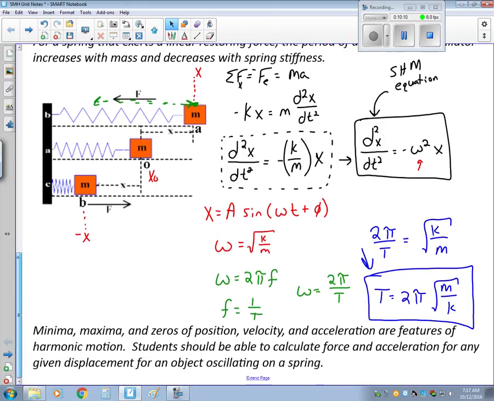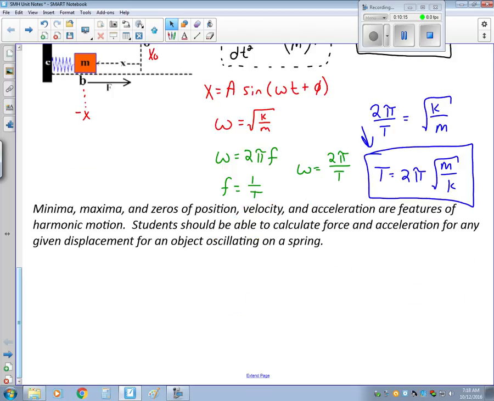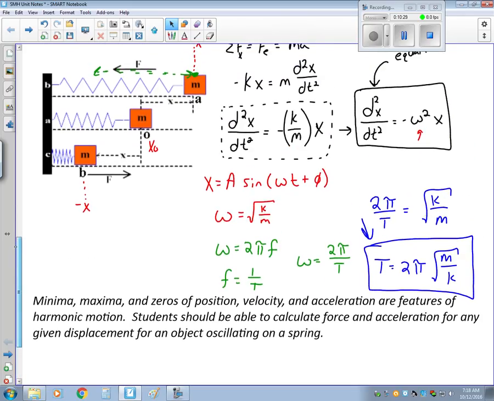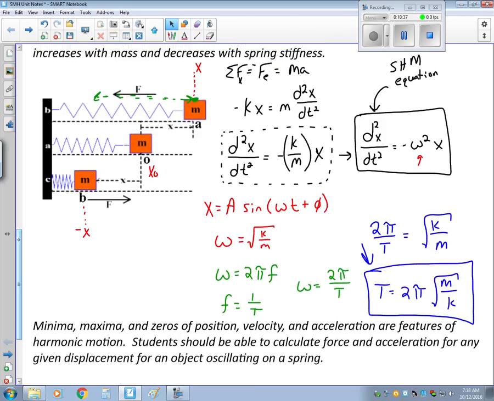But that is the mass spring oscillator. Now as this thing is oscillating back and forth, notice that the minima and maxima and zeros of position, velocity, acceleration, we can find all these. So at the very ends is where this object comes to rest. So that positive x and that negative x, that's where this thing comes to rest. However, that's where it has the greatest acceleration, because that's where the greatest net force is. At x naught, near the middle point, that's where the acceleration equals 0, because the net force is 0.